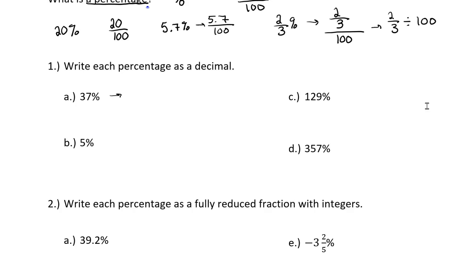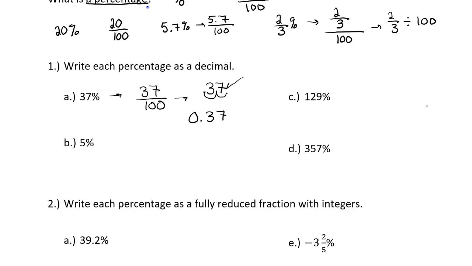All right, so looking at number 1, it says write each percentage as a decimal. All right, so the first step that we're going to do is go ahead and replace that percent sign again by putting, in this case, the 37 over 100. Now, anytime you divide by 100, it moves your decimal to the left twice. So we start with 37, our decimal is here, and we move over twice. So that means the decimal equivalent of 37% is 37 hundredths.